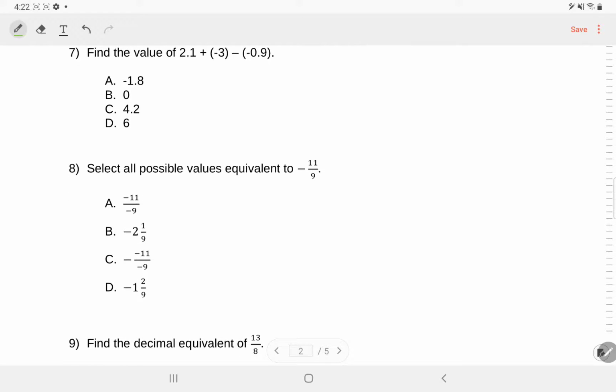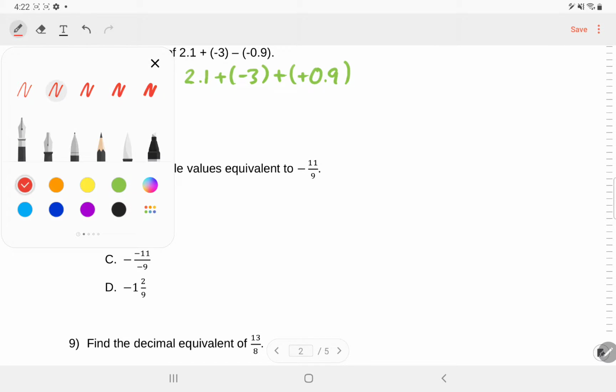Number 7, find the value of 2.1 plus negative 3 minus negative 0.9. So let's rewrite this problem. So we have 2.1 plus negative 3 minus negative 0.9. So remember, when we have a subtraction problem, we add the opposite. So adding the opposite of negative 0.9 will be positive 0.9. When the signs are the same, when they're next to each other and they're the same, the final sign will be positive. And when the signs next to each other are different, the final sign will be negative.